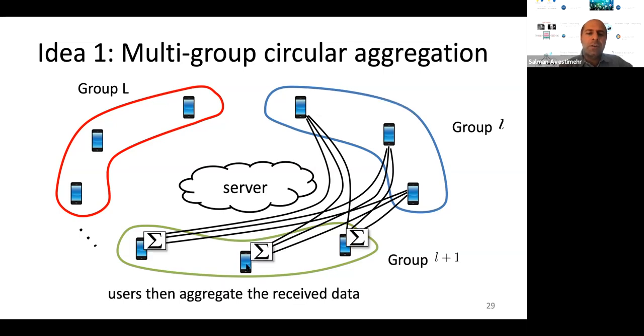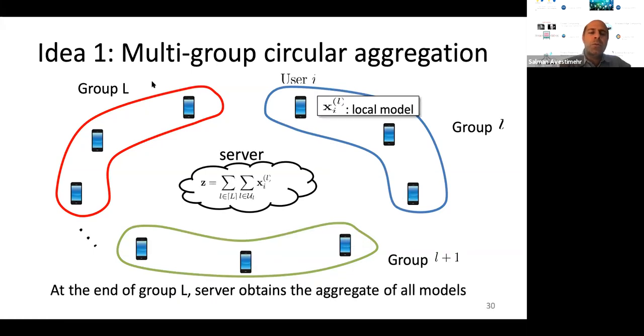Once they do it, every user tries to come up with the aggregate model of all users in the groups before it. For example, this user knows the sum of blue as well as everybody before, the same. As you can see, there is already redundancy in the system, and that's what we want to leverage for tolerating potential dropouts in the previous group. Once they do it, they will pass it to the next group, so that at the very end, you will have the sum of all models in the system. Okay, so that's the circular aggregation.